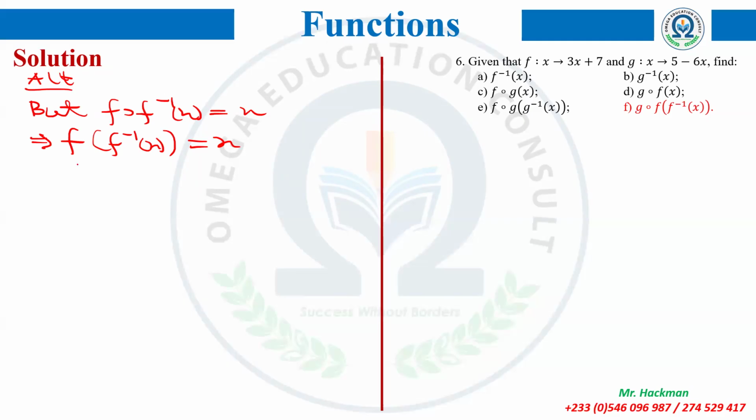So can I write this one as, I know my f, f is this. So can I write this one as 3 times f inverse of x plus 7 is equal to x? Do you agree? Do you all agree? Yes. So what am I looking for? I'm looking for f inverse of x, so I can make it the subject. So I can write this as 3 times f inverse of x will be equal to x minus 7. Then I write it again before I divide.